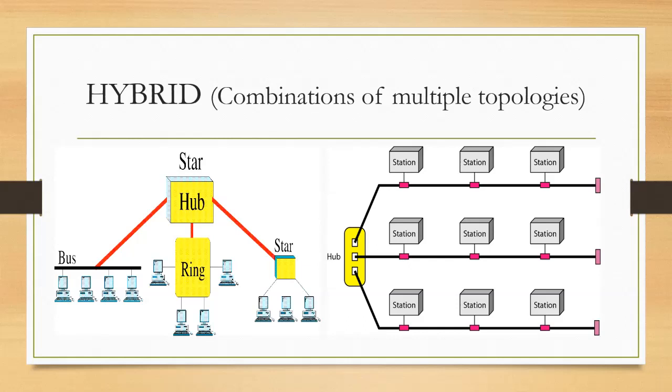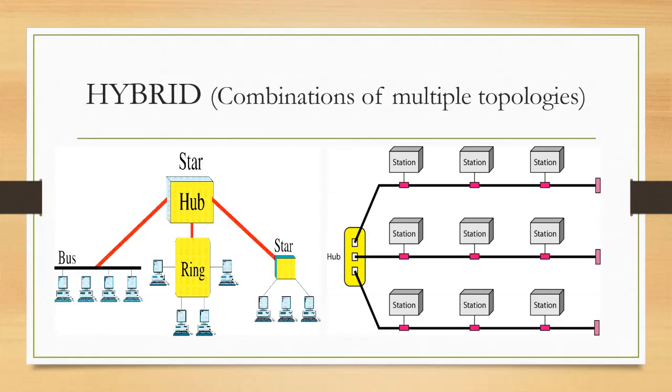Similarly, on the right side of the slide, we have three buses which are connected to a central controller, which is making the whole system a star topology. But individually, if you see, for each port of the hub, there is a bus. So this also is a hybrid topology.